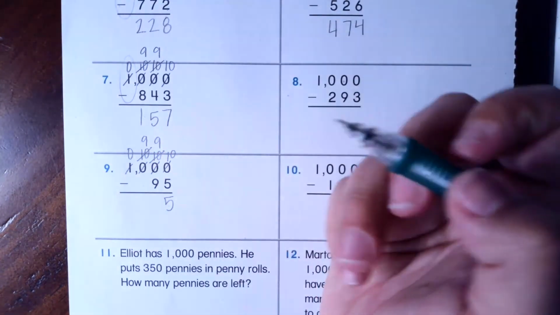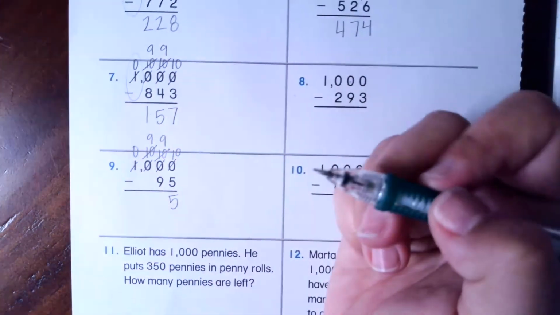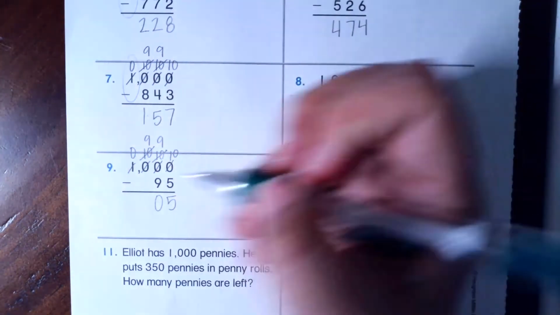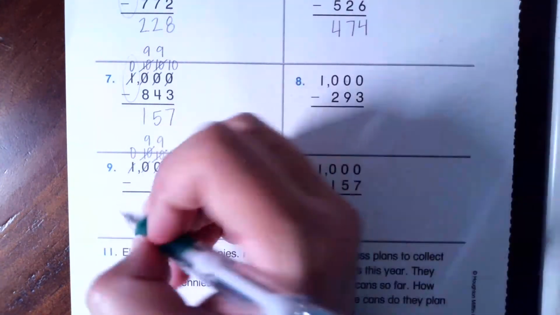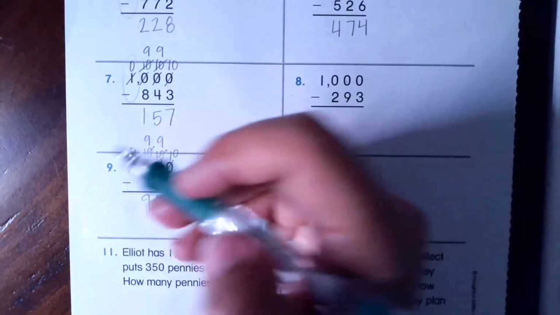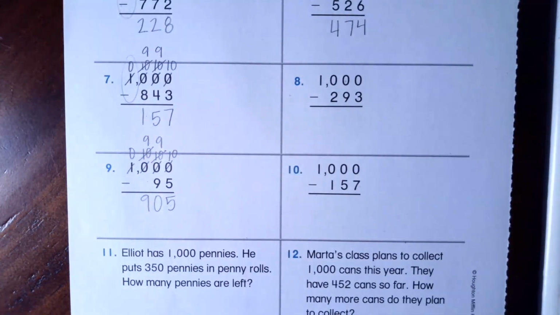10 minus 5 is 5. 9 minus 9 is 0. 9 minus 0 is 9. And then 0 minus 0 is 0.